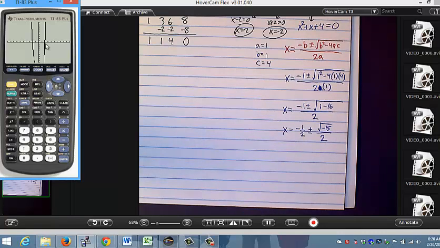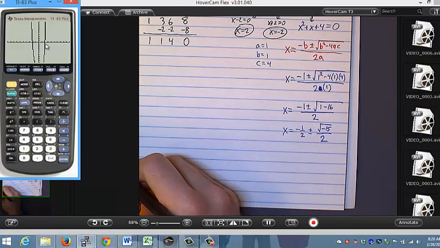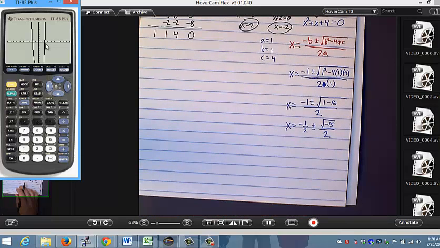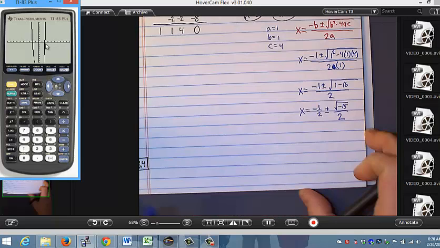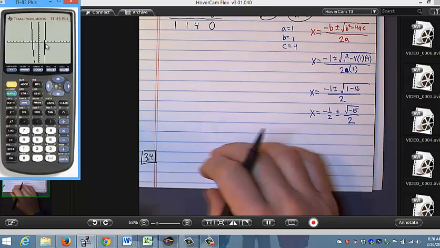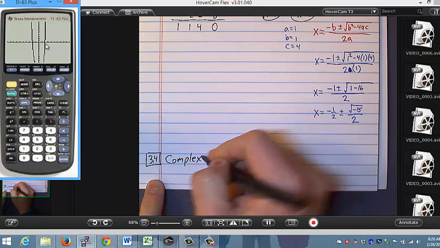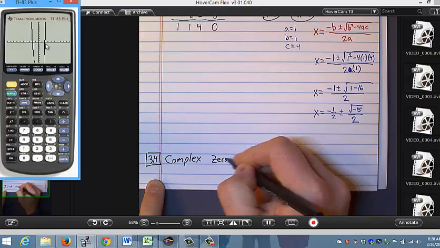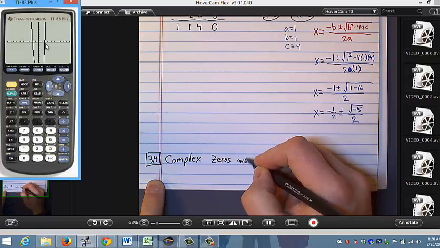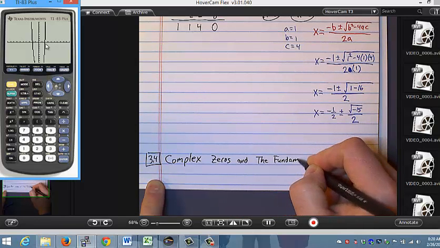And by the way, it's a great example for me to do today because I just want to give you the title of the section I'm supposed to cover today from chapter 3. It's section 3.4. Okay? And what's it called? It's called complex zeros, okay, and the fundamental theorem of algebra.